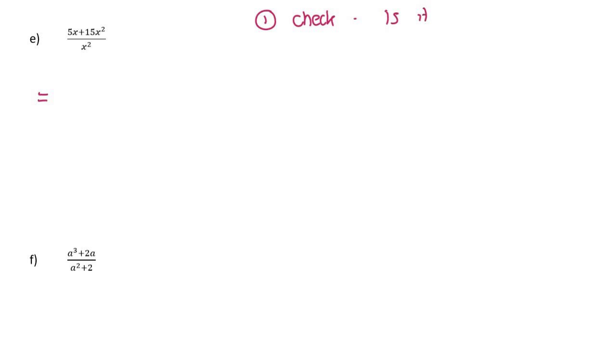Is it 1 term over 1 term? If the answer is yes, then go wild. Go simplify as much as you want. That's what we did in example 1. If the answer is no, then what you need to do is factorize everything you can.